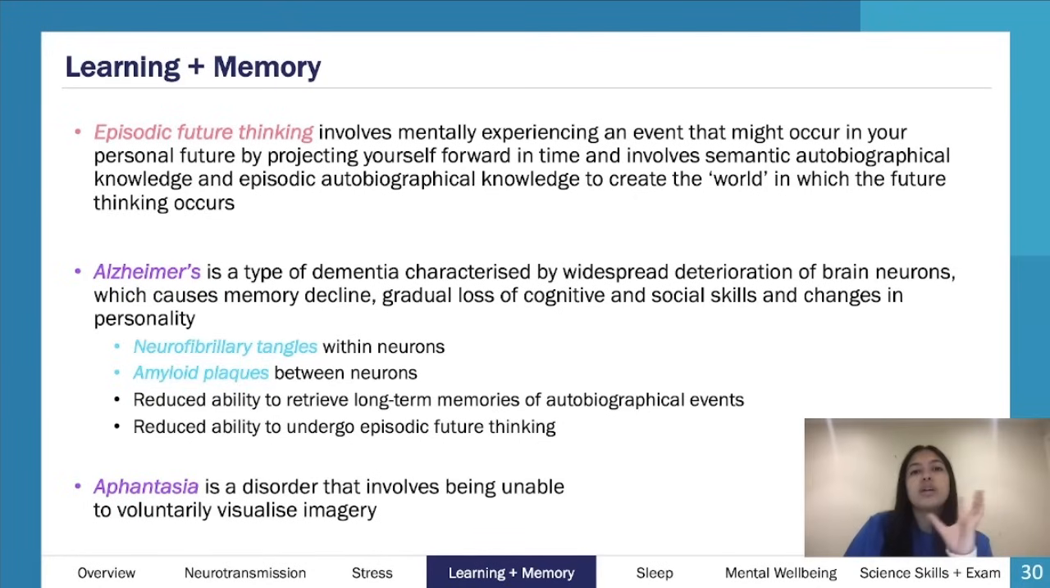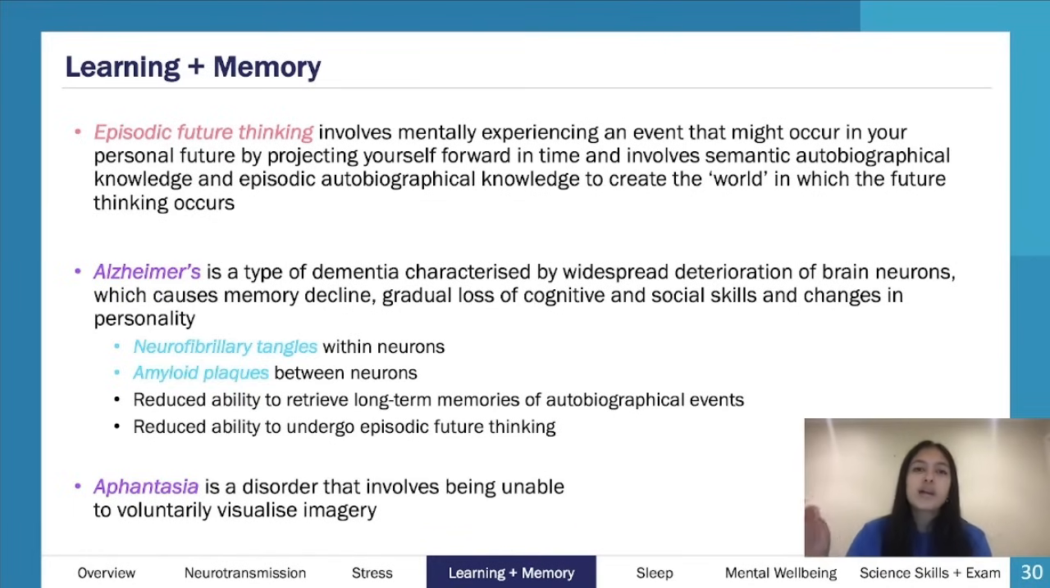And so it involves both of these explicit memories, your episodic and your semantic, and it's this ability just to picture, like when you have your little daydreams and you think about these little scenarios. So Alzheimer's and aphantasia are things that affect your autobiographical memories, and so can affect this idea of having imagined futures.